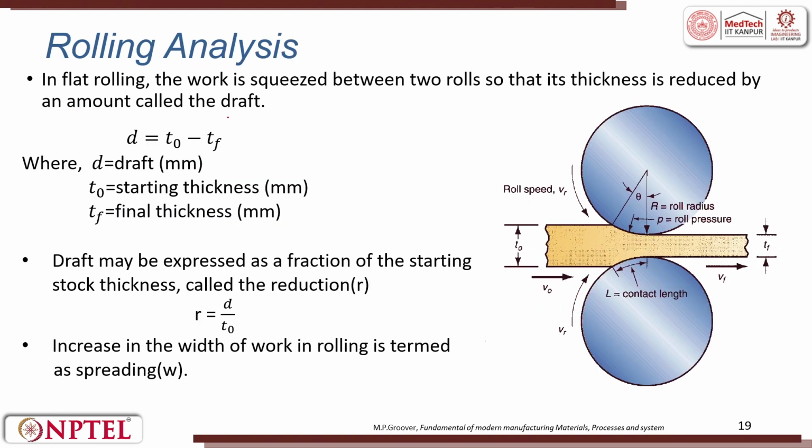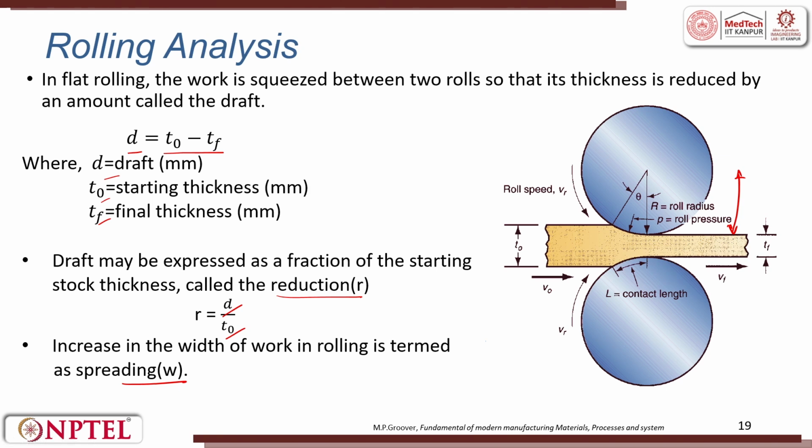In flat rolling, the work is squeezed between two rolls so that its thickness is reduced by an amount called draft. Draft is T0 minus Tf. So, draft, T0, Tf are all measured in millimeters. Draft may be expressed as a fraction of the starting stock thickness. So, there is a term known as reduction R, that is draft per unit initial thickness. Increase in the width of the work in rolling is termed as spreading, that is W.